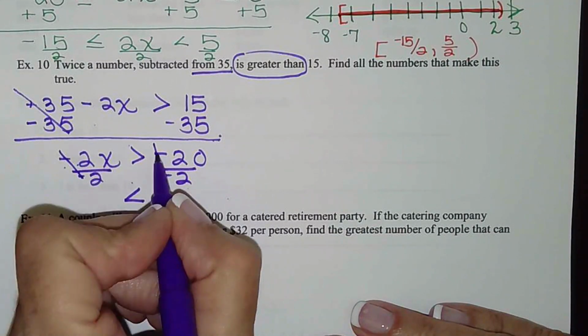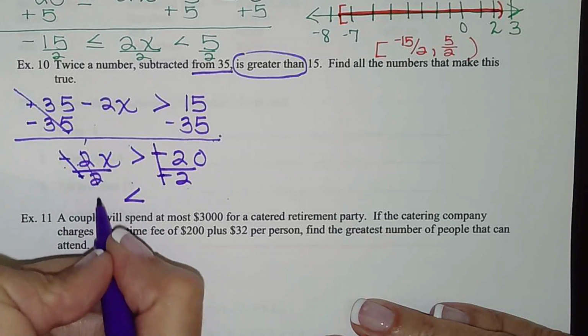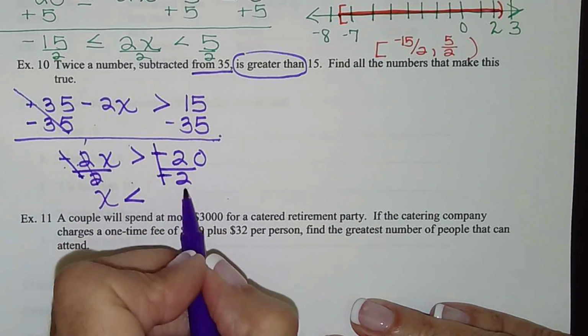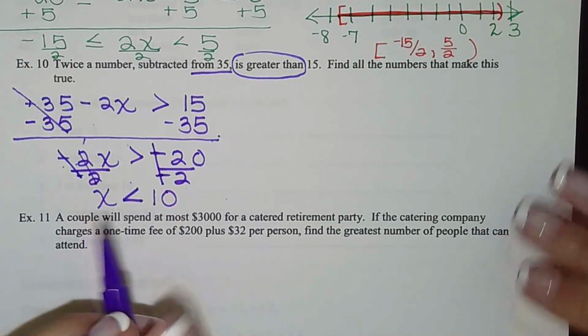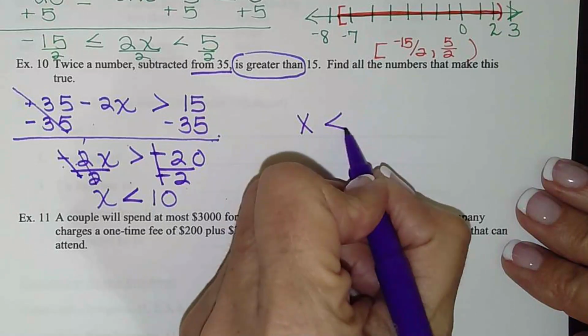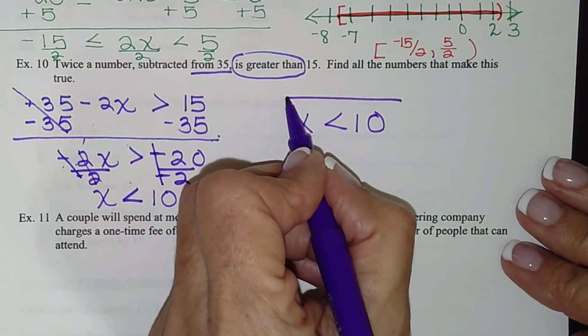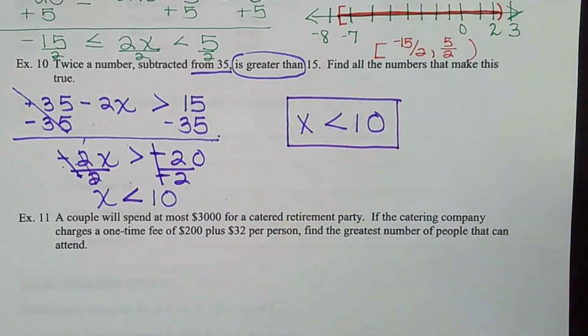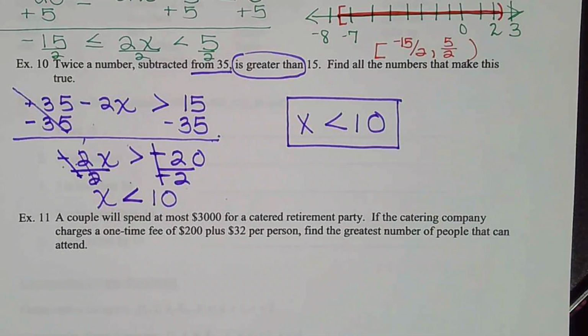So 2 divided by 2 is 1x, which is just x. Positive 20 divided by positive 2 is positive 10. So x is less than 10. And all it asks us is to find all the numbers that make this true. So pick any number less than 10, not equal to 10, and it will be a solution to this inequality. So negative 50, negative 10, 0, 1, 2, 8. Anything less than 10 works.